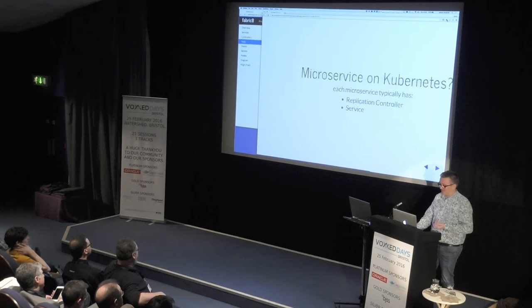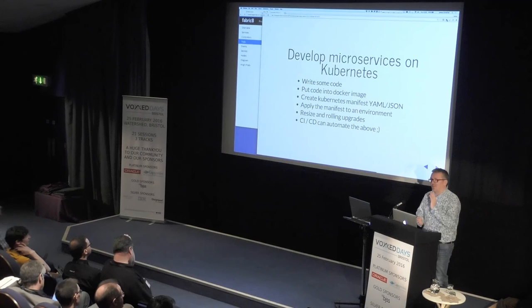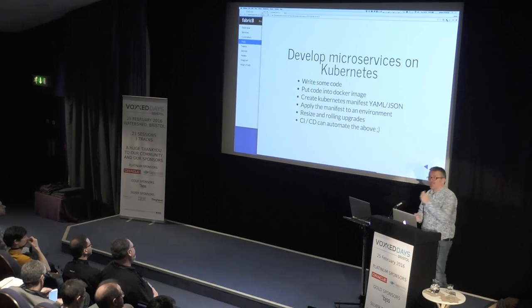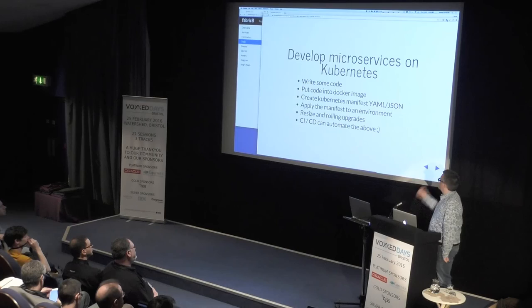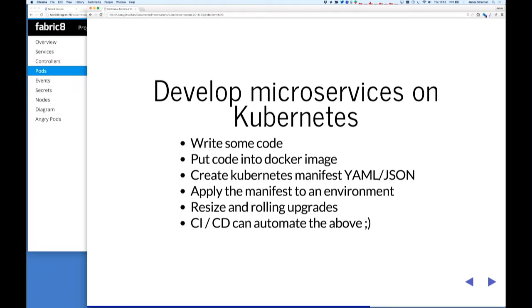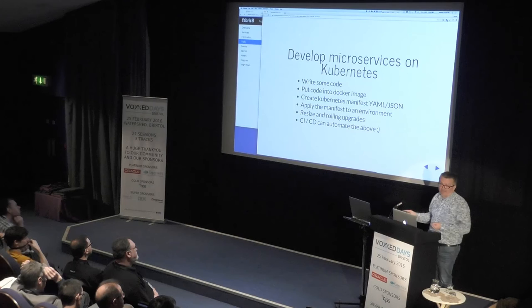Continuous delivery is the next step, where you want to build your Docker image, take your Kubernetes JSON, and move it from development to test to production. Basically, this is how you do microservices on Kubernetes. You write some code, you put it in a Docker image, you create some Kubernetes manifest, you apply the manifest to an environment, say the test environment, and then you do scaling and rolling upgrades and that kind of stuff. Continuous integration and continuous delivery can automate everything apart from writing some code, right? We can automate everything else on that slide.